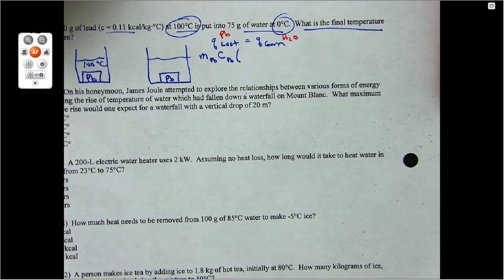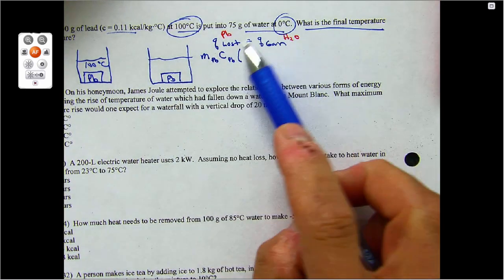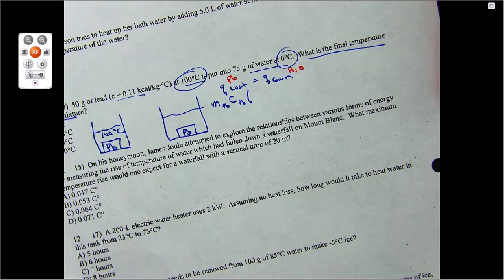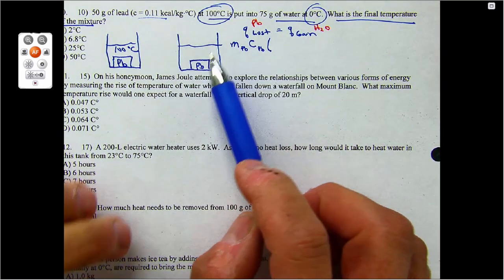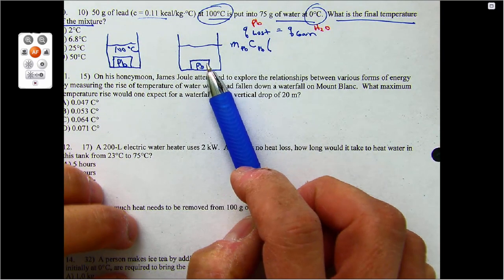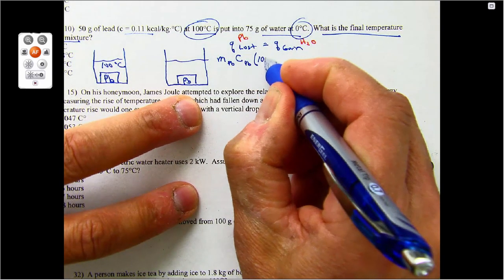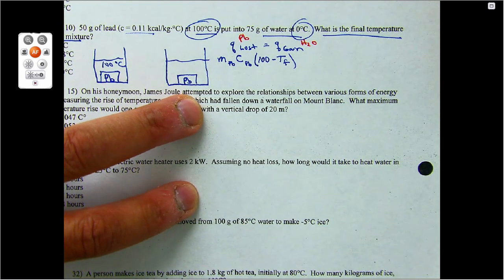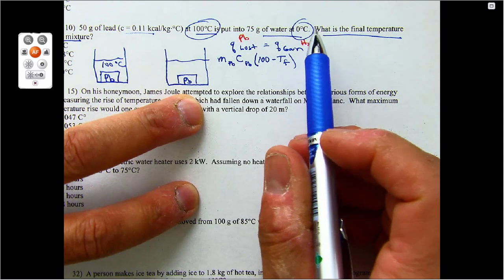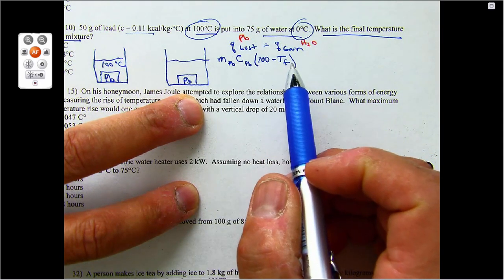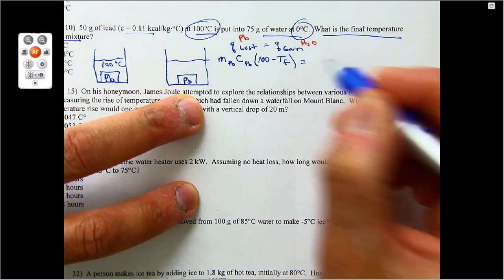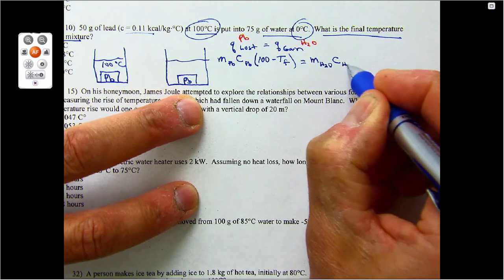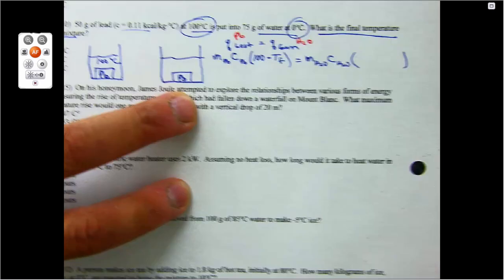So this lead starting out at 100, it is going to cool down, correct? Obviously it's going to end up less than 100. We want the equilibrium temperature. When all of this reaches thermal equilibrium, what's the temperature? Well, this right here is going to be 100 minus T final, because the lead starts at 100. If it goes in 0 degree water, it's going to lose temperature. So this is going to be the mass of the water, specific heat of the water. And here is our change in temperature of our water.